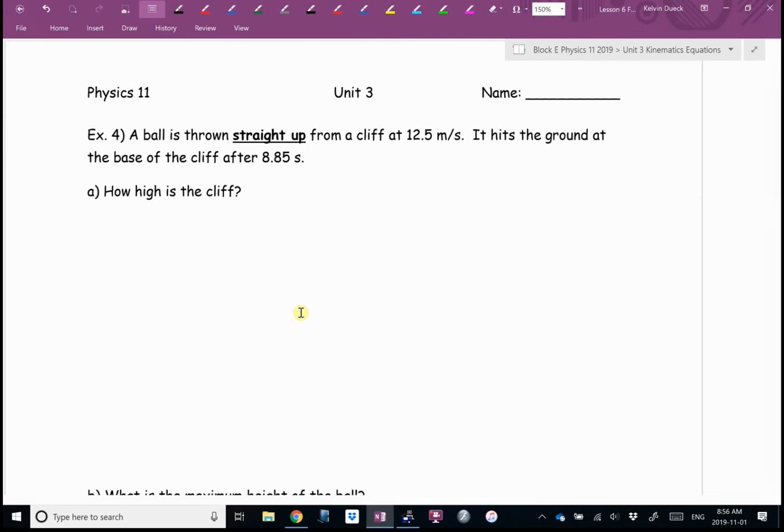Ball is thrown straight up from a cliff at 12.5 meters a second, hits the ground at the base of the cliff after 8.85 seconds. William, what's A want me to find? I caught you zoning out, I know. What's A? How high is the cliff?